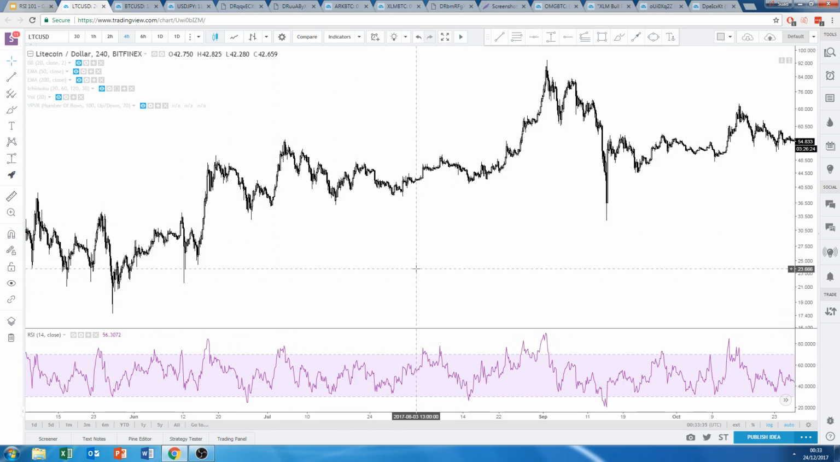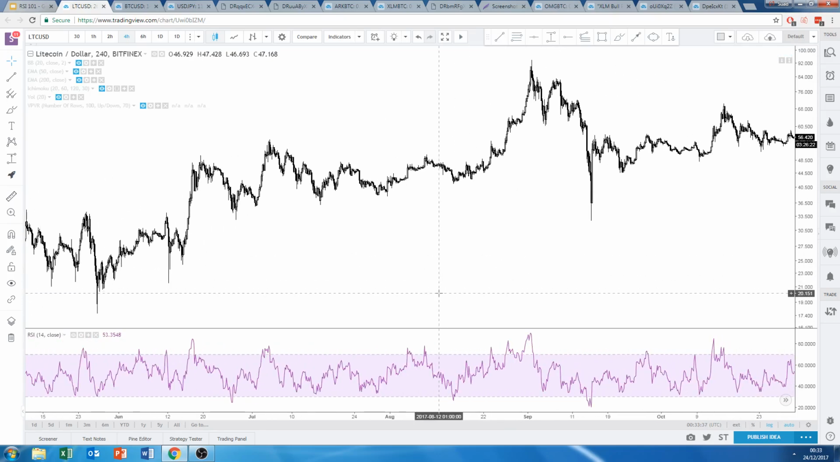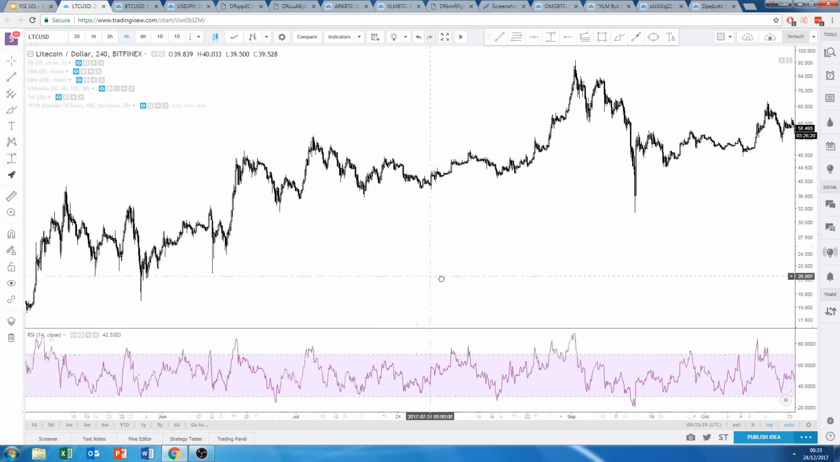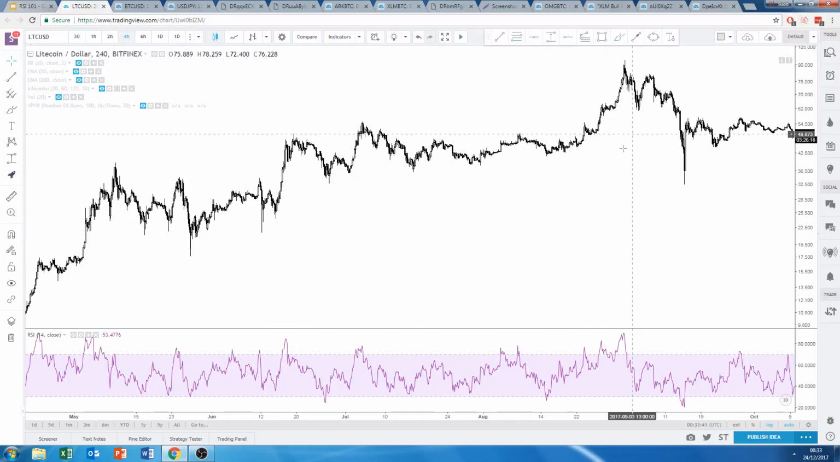But as I said, it's worth being aware of the trend. And what that means is if the trend is up, if we're uptrending like we're on Litecoin, you should be taking these oversold signals with a lot more confidence, right? Because you're trading with the trend. Whereas as we saw with Ethereum, you should be giving more preference to the overbought signals because Ethereum was in a downtrend. So trade with the trend.